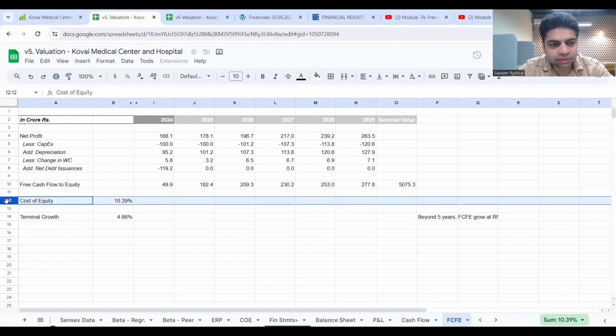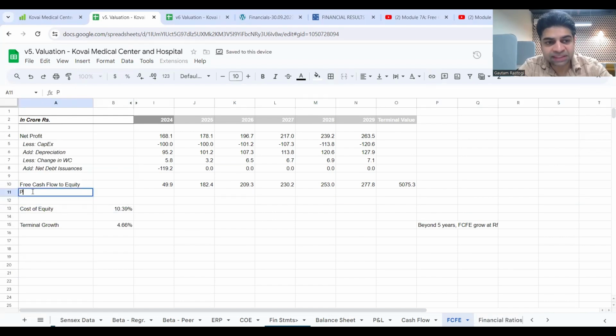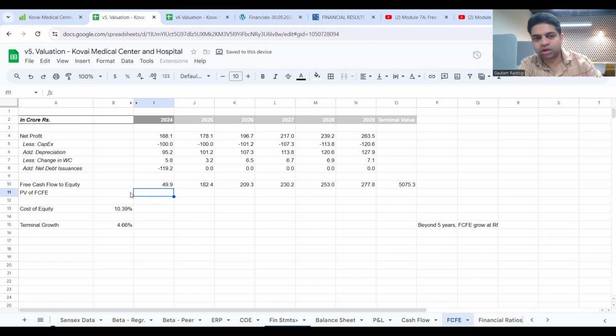Now what we need to do is take the present value of all these free cash flows, including the terminal value as well. This terminal value is also a cumulated free cash flow for all the future years. So that's also free cash flow, it's just cumulated. All right, so for present value, I'll have to do this.